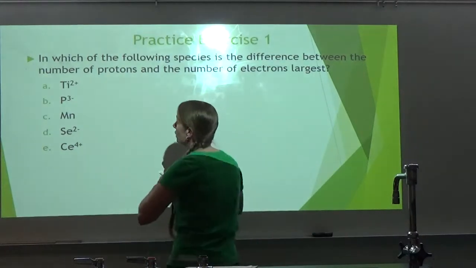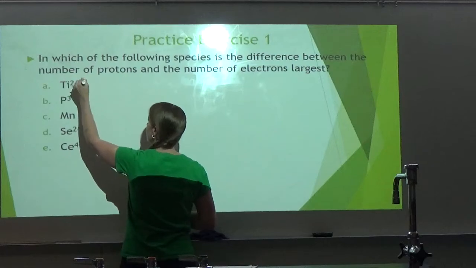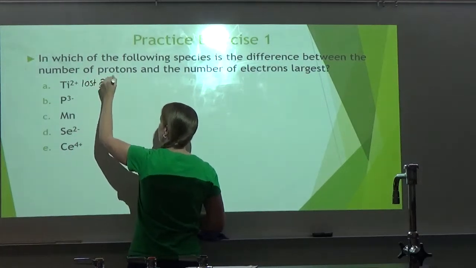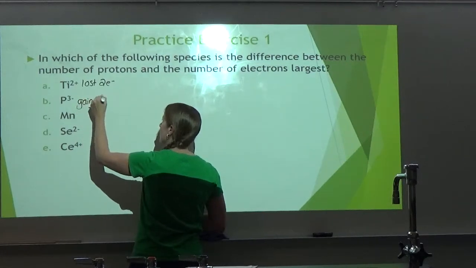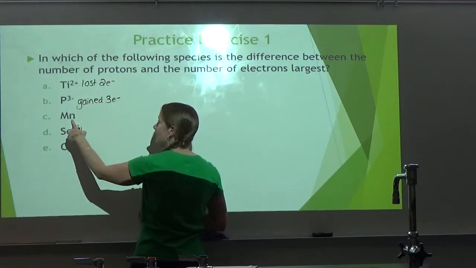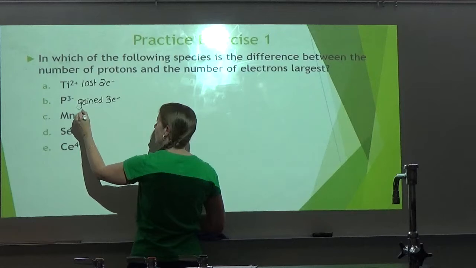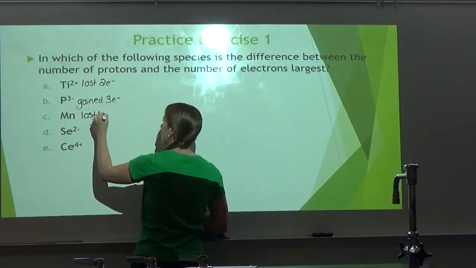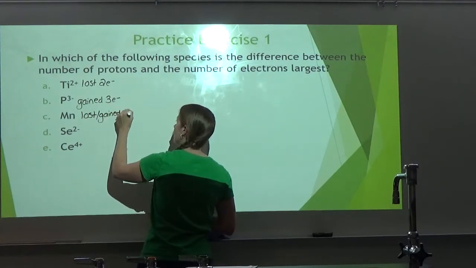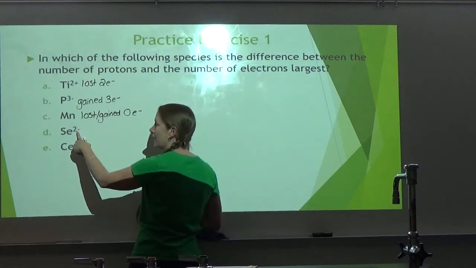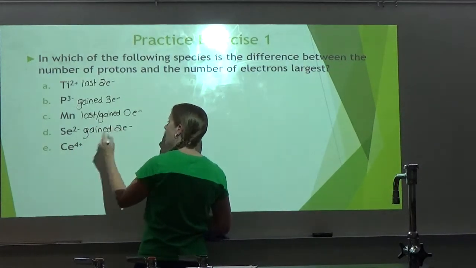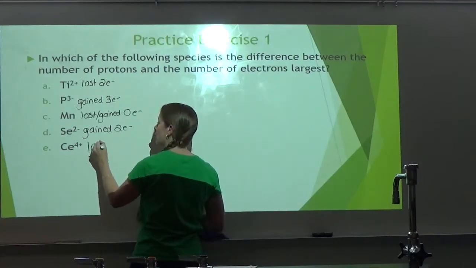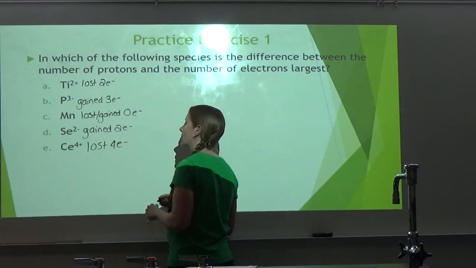So like here, if it has a +2 charge, it's lost 2 electrons. If this has a -3 charge, it's gained 3 electrons. This has no charge, so it's lost/gained 0 electrons. This has a -2, so it's gained 2 electrons. And this has a +4, so it's lost 4 electrons.